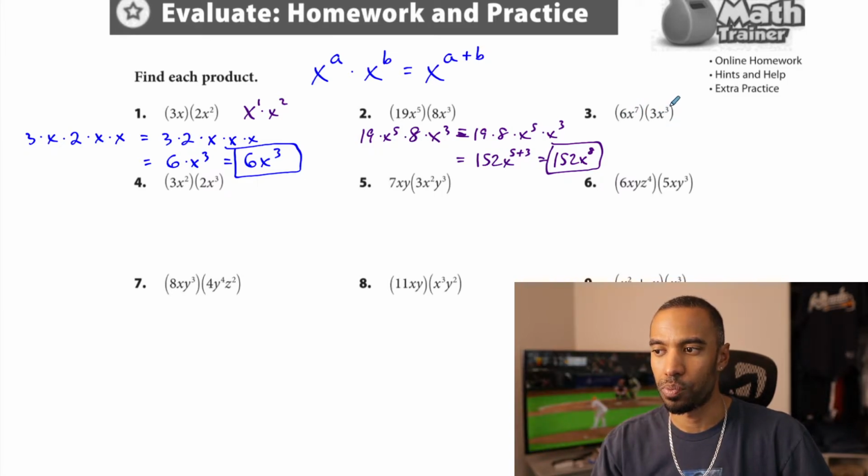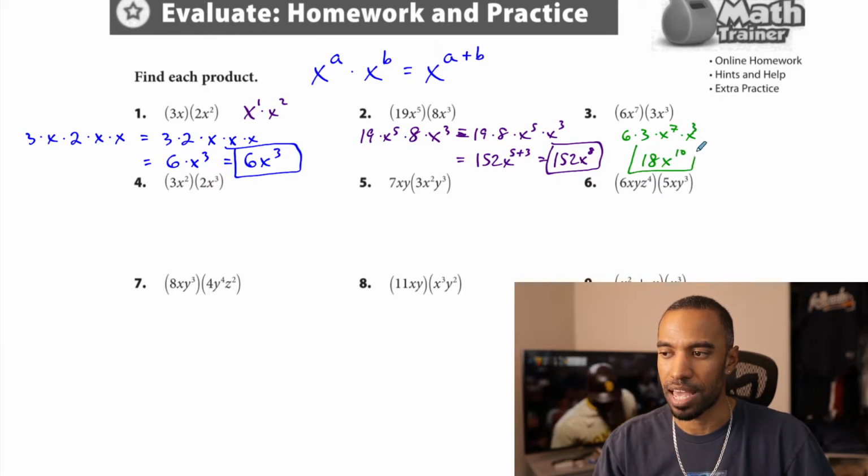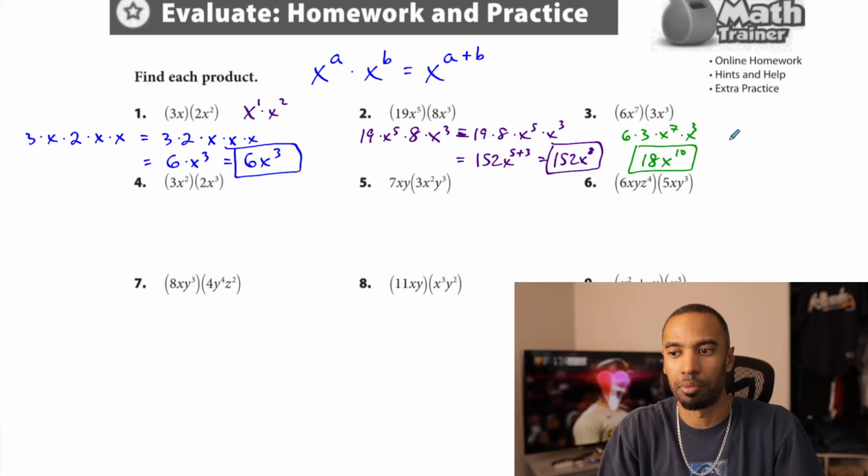Okay, number 3. 6x to the 7th times 3x cubed. This is 6 times 3 times x to the 7th times x cubed, to put things next to each other there. 6 times 3 is 18. And 7 plus 3 is 10. Once again, the exponents add when you have the same variable.